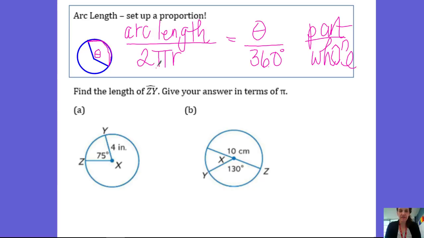Arc length over circumference equals the angle over 360. I know it's annoying when I sing, but it really does help you remember it.